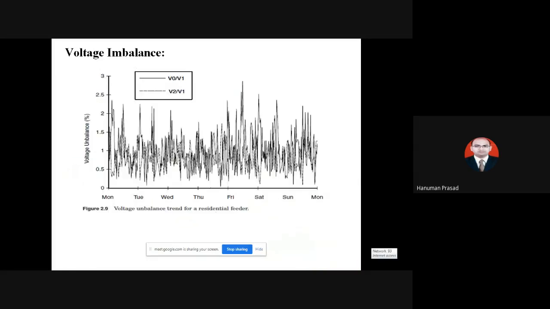So this is voltage unbalance. Sometimes voltage is increasing, decreasing, increasing, and here it is decreasing. This is the voltage unbalance situation.